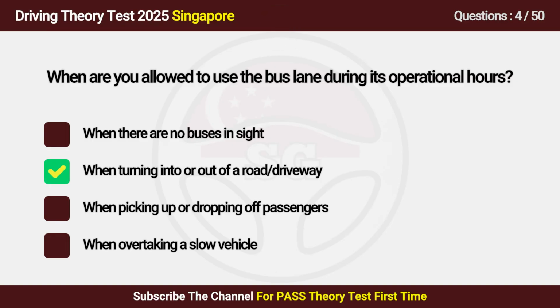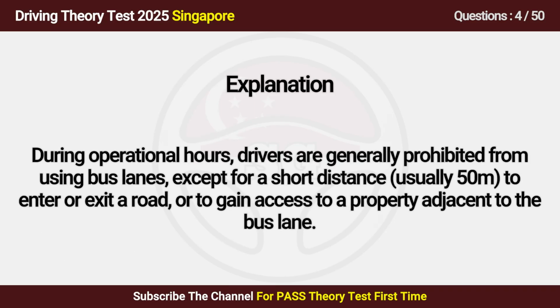Answer is B. When turning into or out of a road. During operational hours, drivers are generally prohibited from using bus lanes, except for a short distance, usually to enter or exit a road, or to gain access to a property adjacent to the bus lane.